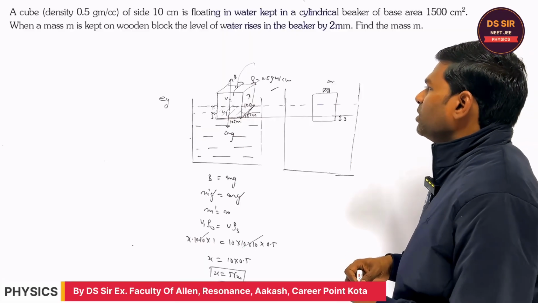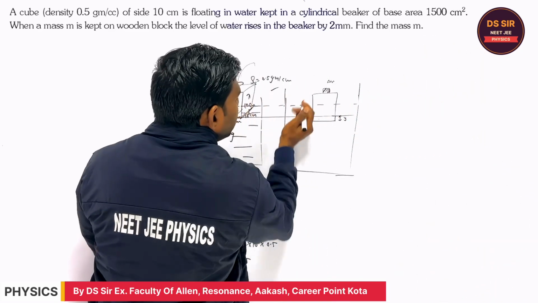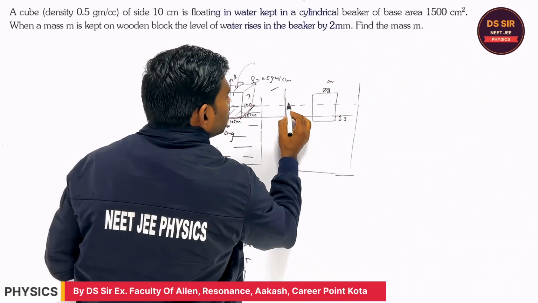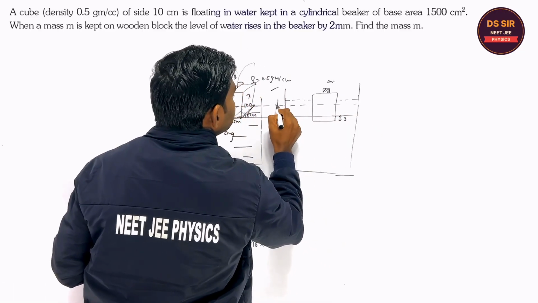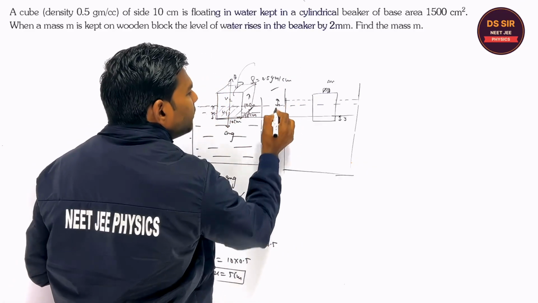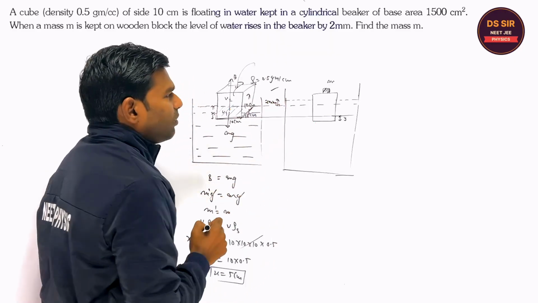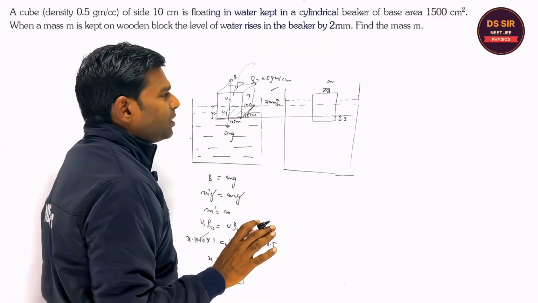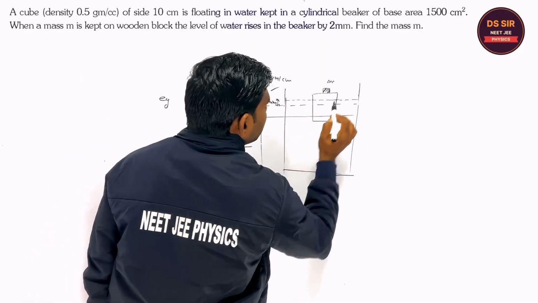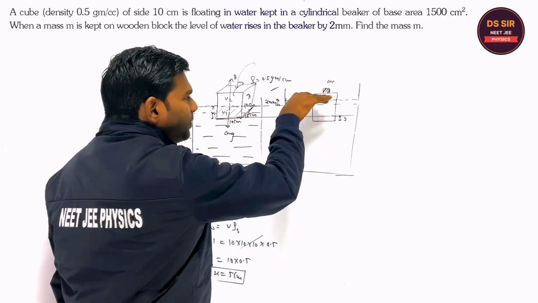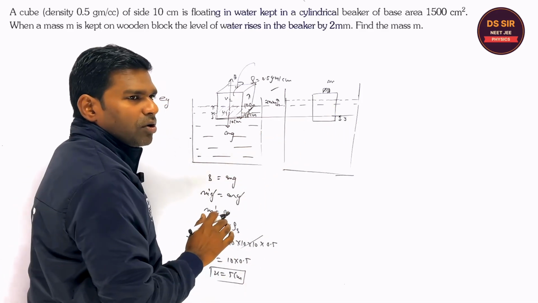So what will happen then? By what amount will the level of the water rise? Suppose when it goes down, the water level will go up, and this is the displacement in the water level. It is given in the question, and how much is it? It is 2 millimeter. Is it clear or not? So in this case the water level has risen, and the displacement of the cube vertically down is y. Is it clear or not?